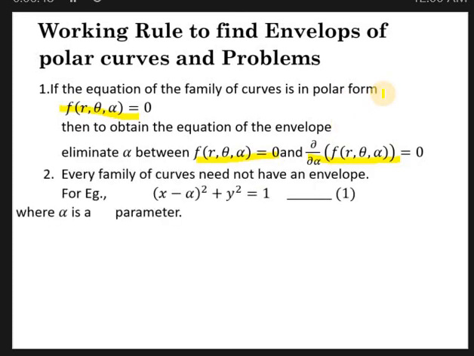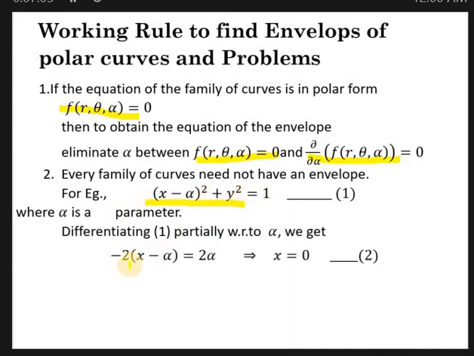For example, x minus alpha whole square plus y square is equal to 1, where alpha is a parameter, and differentiate this equation with respect to alpha. So we get minus 2 of x minus alpha is equal to 2 alpha. Now cancelling 2 and simplifying, this alpha also gets cancelled. So we get x is equal to 0. Now x is equal to 0 is equation 2.